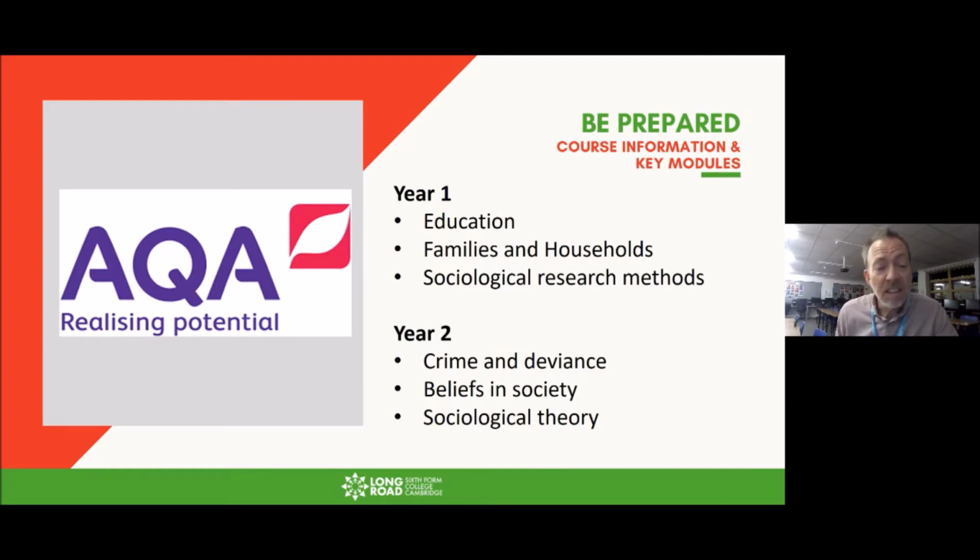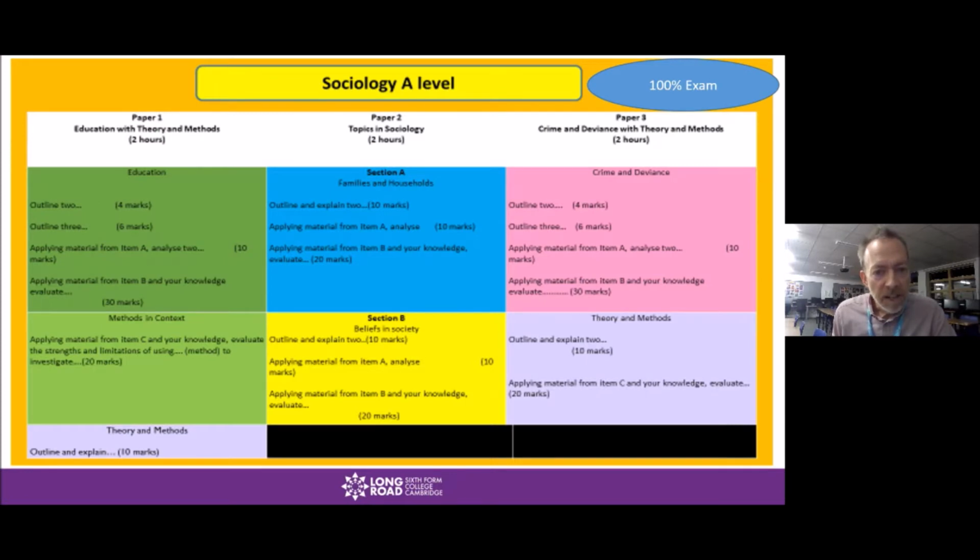While we're on this slide, I'll just let you know the entry requirements, just to make sure that you know. It's a basic 7 GCSEs at grade 4 or above, including a grade 5 in English, and a grade 5 in sociology if you've done it at GCSE.